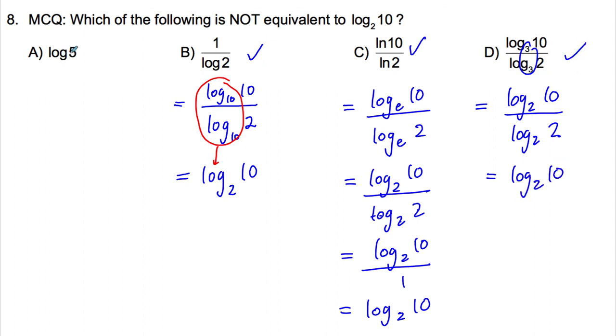So in this case, it really is a process of elimination that we get log of 5. And this is a tempting answer because somehow we think 10 is higher than the 2, and maybe 10 divided by 2 is 5. But it doesn't work like that. So the answer is A.